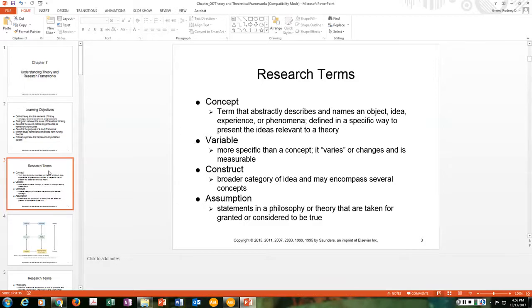Now, a construct is a broader idea, and it may encompass several concepts. So an example of a construct would be social support, and one of the sub-concepts would be resources and network. Other constructs that come from psychology are anxiety, fear, and personality characteristics such as self-esteem and motivation. So a construct is broader than a concept, but smaller than a theory. All right, an assumption is a statement in a philosophy or a theory or a research study that is taken for granted and considered to be true.